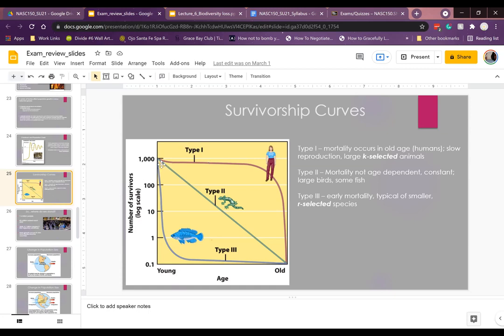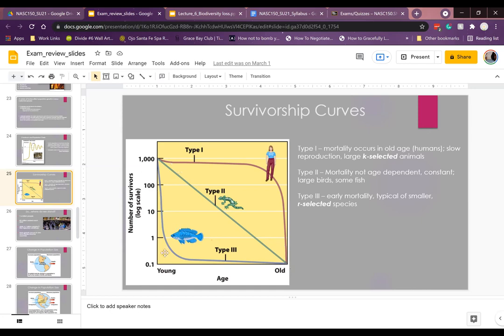So type one, remember, is very low mortality early on in life, very high mortality late in life. So if you have type one, you're likely to live to old age. And that's pretty easy to understand when you think about humans, right? The average life expectancy of humans is in the 70s. Well, sometimes it's higher, but on average, it's in the 70s. Type two, well, if you're a lizard, it doesn't really matter when you're equally as likely to die old or young. That's what type two looks like.